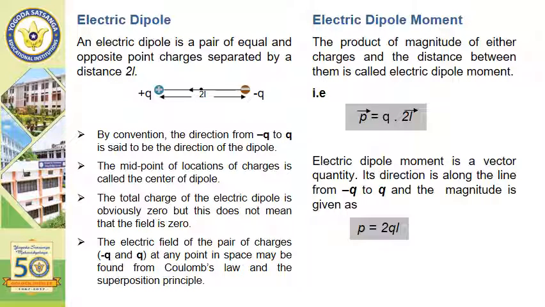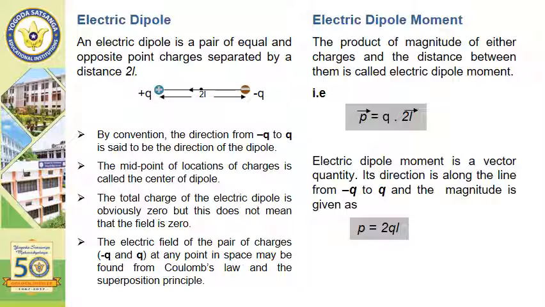Now since this is a vector quantity, that means there will be some definite direction. So the direction of electric dipole moment is from the negative charge towards the positive charge within the dipole, and the magnitude of the electric dipole moment is P equals 2qL. There is some physical significance of dipoles also, and they are related to electric dipole moment.